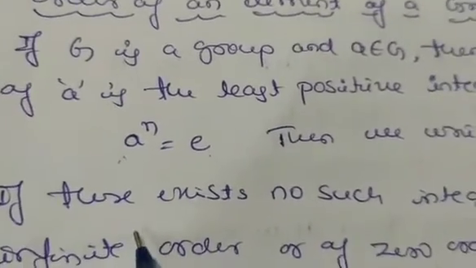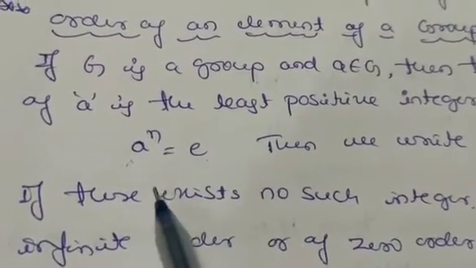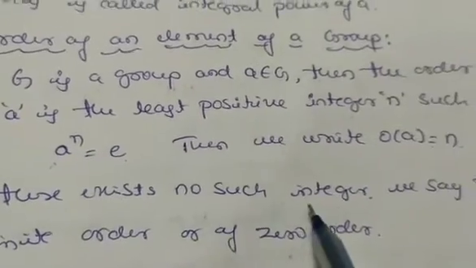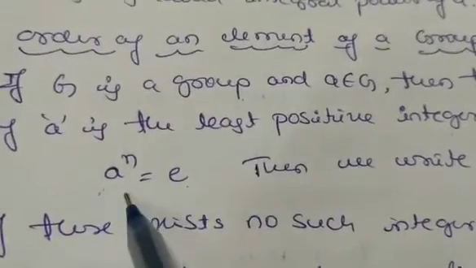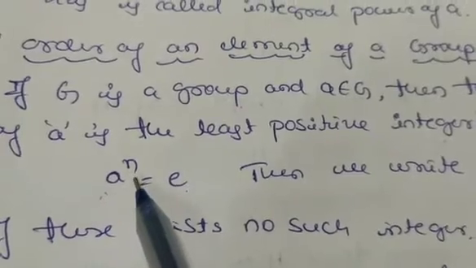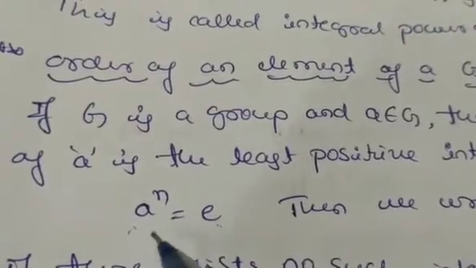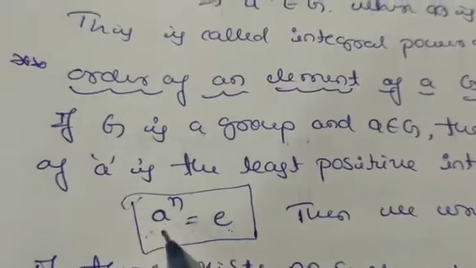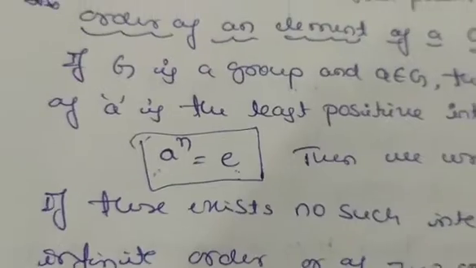If no such integer exists in this group, we say that A is of infinite order or zeroth order. That is, by raising the power to any number of times, if you do not get the identity element, then we can say that the order of A is infinite. This is very important: if A raised to N is equal to E, then the order of A is N. This is the order of an element A.